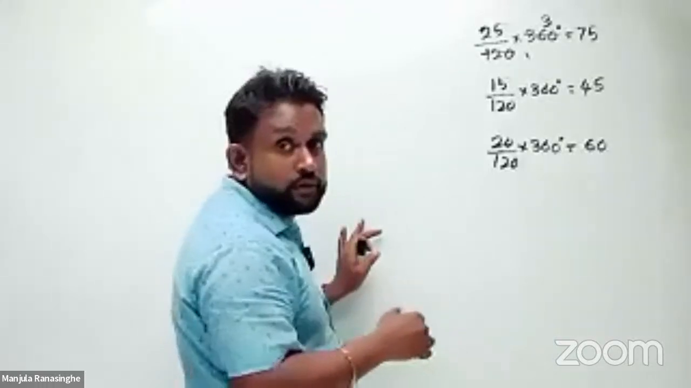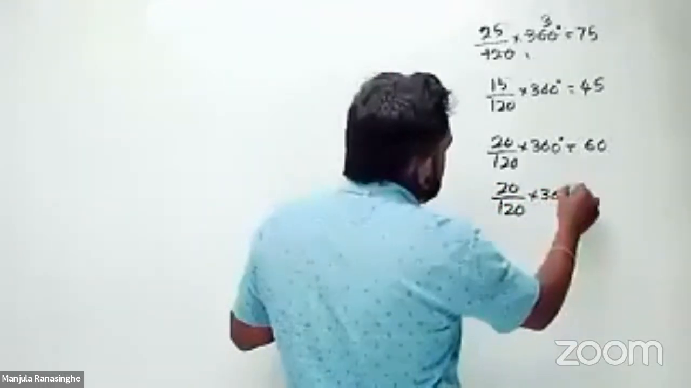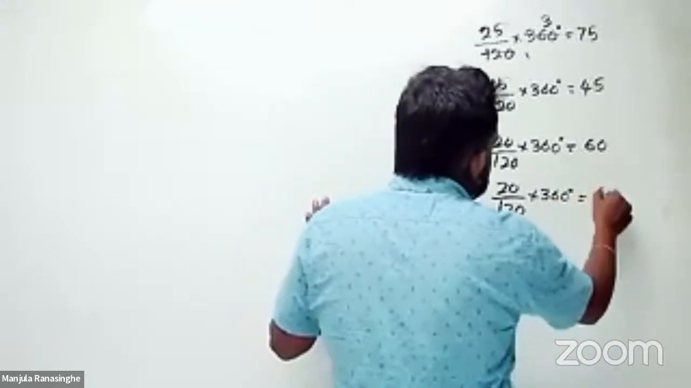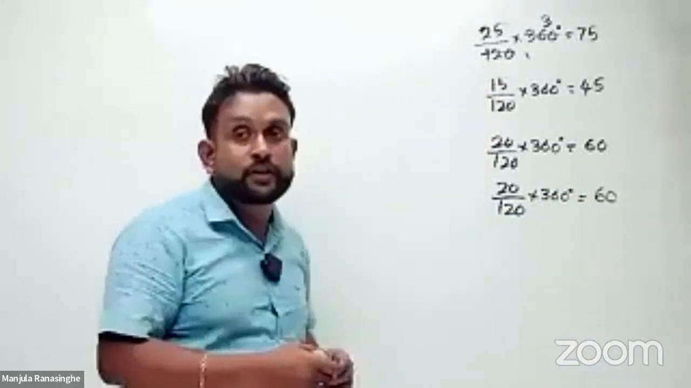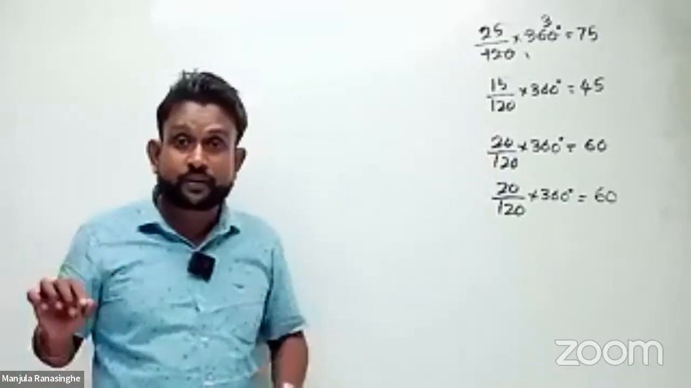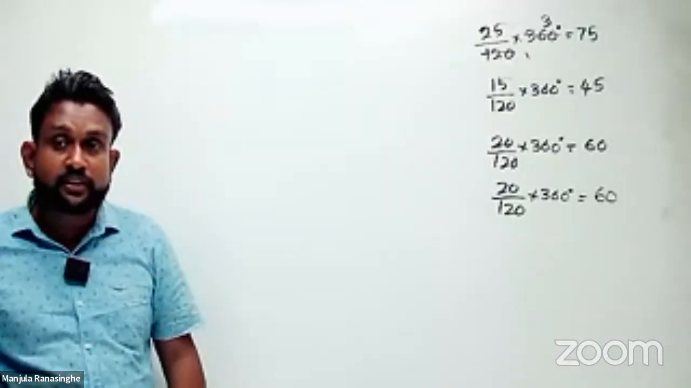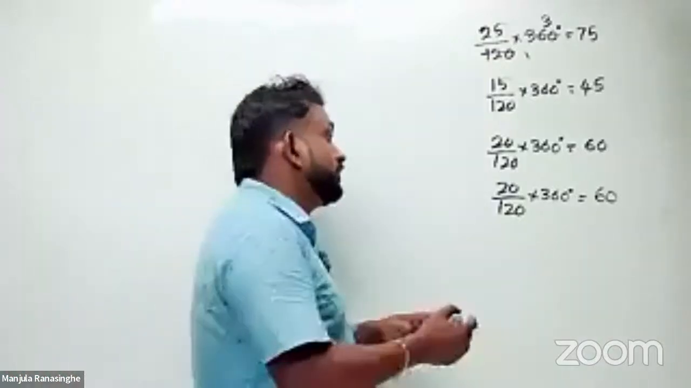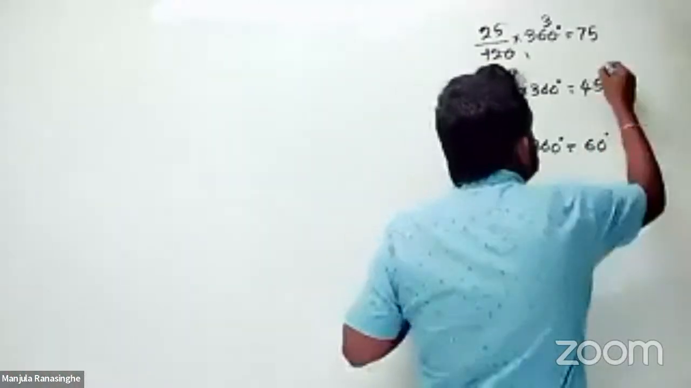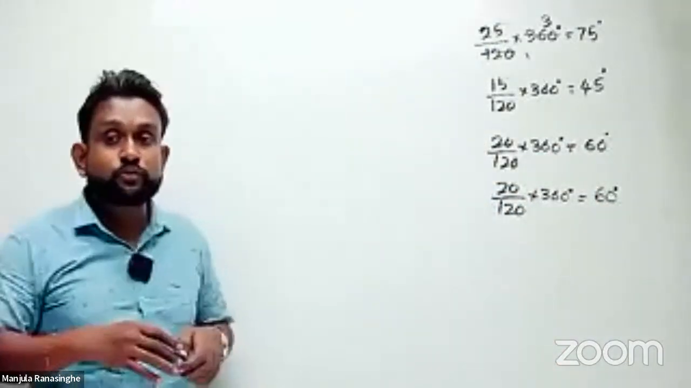Then 20 upon 120 into 360, that gives you 60 degrees. Okay, so that is the 4 blanks of the table. What is the total of drivers? So it is 360 degrees. Okay, fill in the blanks of the table, 3 marks there. These are the degrees.